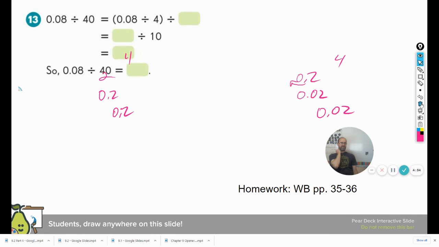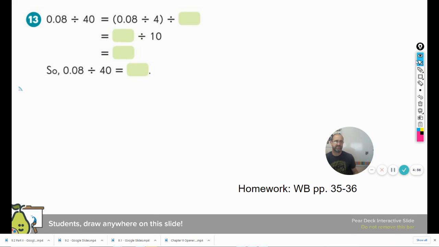And finally, let's do this last one. Hopefully it's the last one. 8 hundredths divided by 4 is going to be 2 hundredths. Divided by 10 is going to be 2 thousandths. So 8 hundredths divided by 40 is going to be 2 thousandths. Hey, look at that. Oh, hey. Whoo! That's probably your homework.